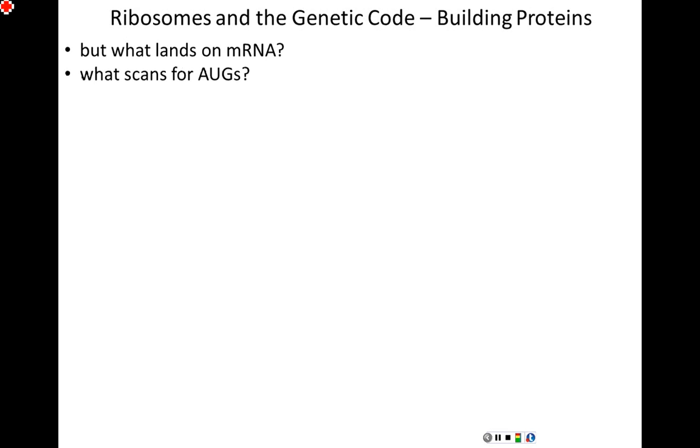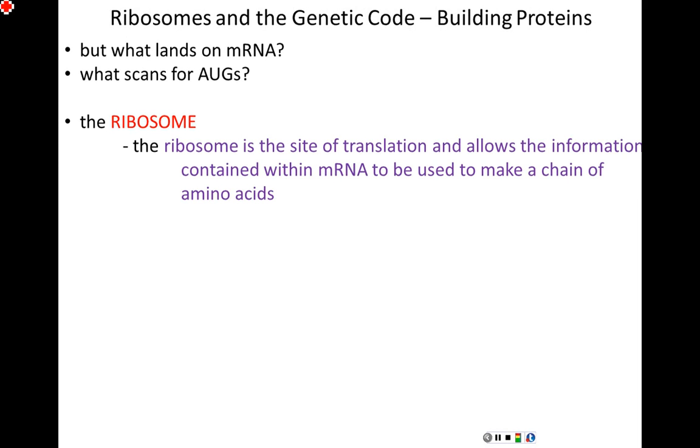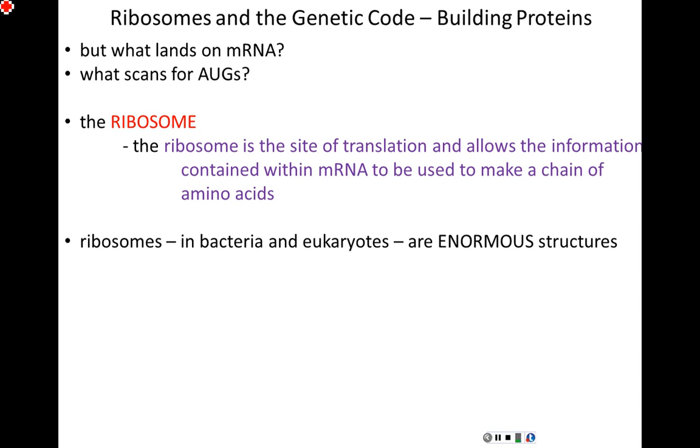So what's doing all this? What's doing the scanning? What's landing on the RNA? What's making the protein? Ribosomes. The ribosome is the site of translation. The ribosome allows the information contained within the messenger RNA, which came from where? The DNA gene originally, to be used to create a chain of amino acids.